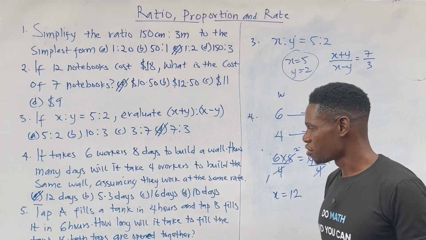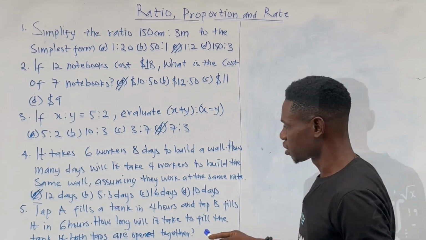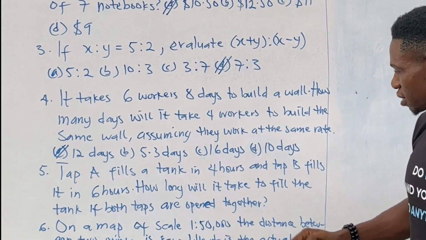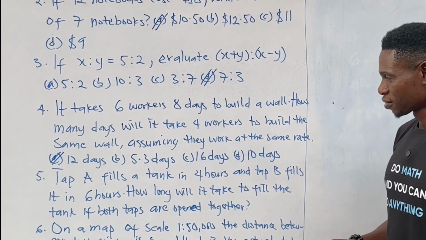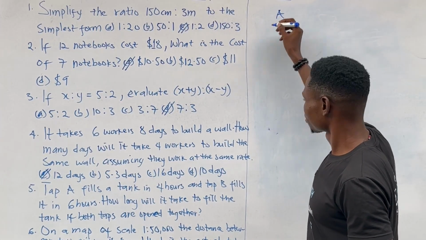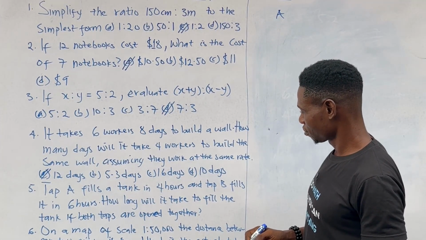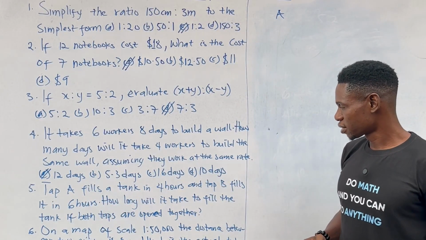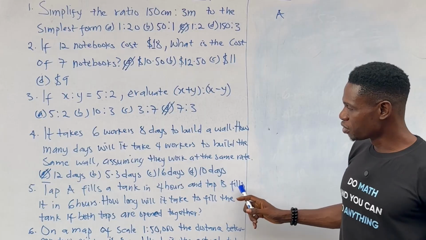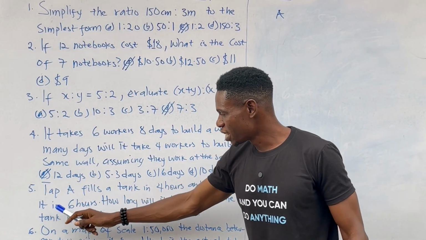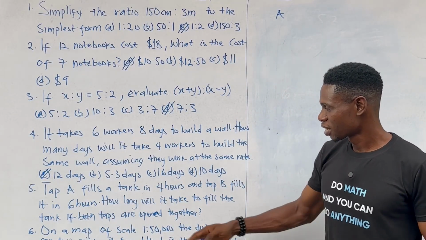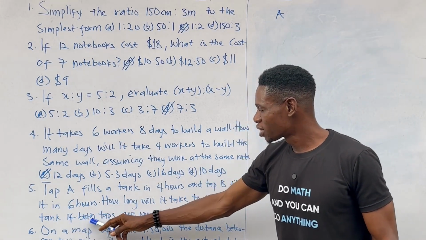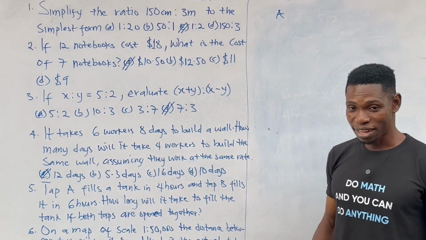So let's look at number 5. Question 5 says, tap A fills a tank in 4 hours. Okay, let's just read first. Tap A fills a tank in 4 hours, and tap B fills that same tank in 6 hours. How long will it take to fill the tank if both taps are opened together?